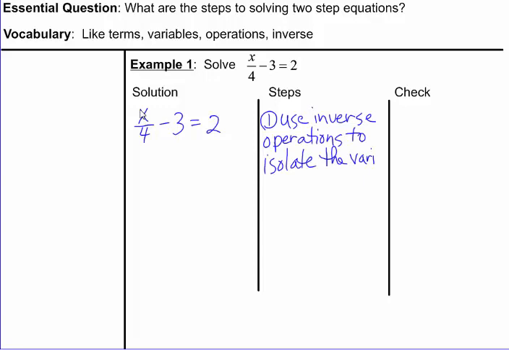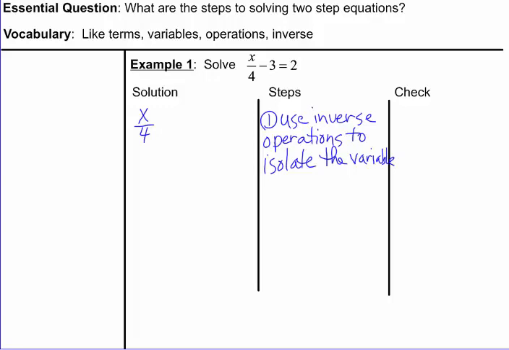You want to get the variable by itself. That way you know what it's equal to: the variable x is equal to this number. So our first step to isolating our variable is to get the part that has the variable by itself.